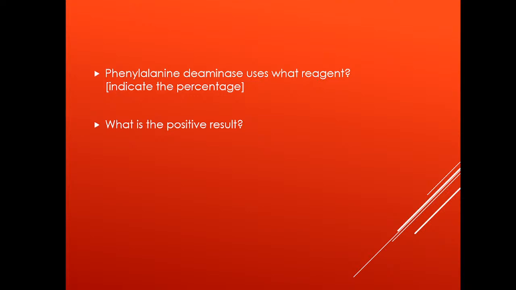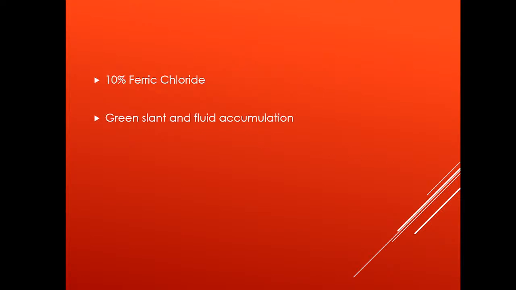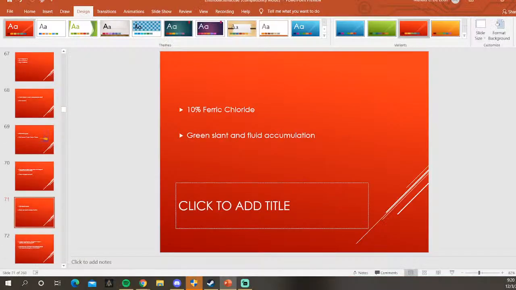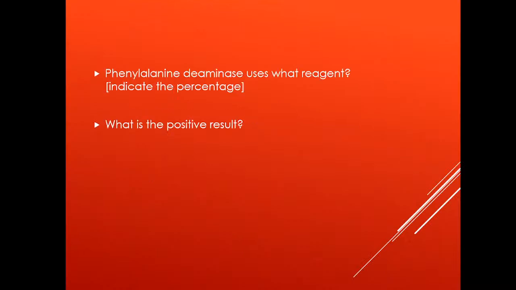But anyway, let's go to phenylalanine deamination. We use ferric chloride. That's the reason why we have ferric chloride in the LIA test. Okay, phenylalanine deamination, and the reagent inside it is 10% ferric chloride, and the positive result is a green slant and fluid accumulation. All right. Oops, what happened? I accidentally closed my slideshow. Sorry. All right. So that's the appearance of that one.